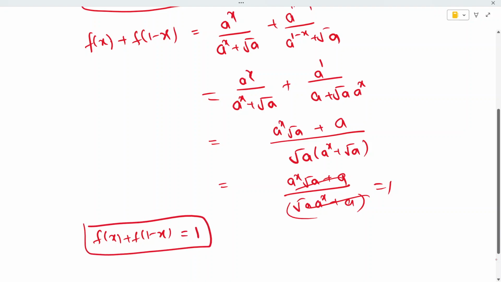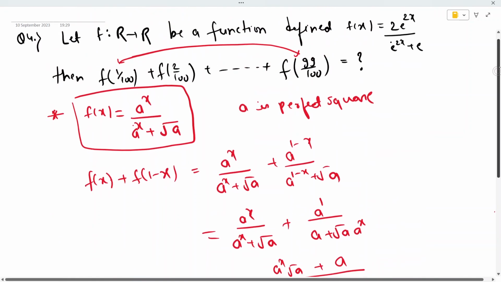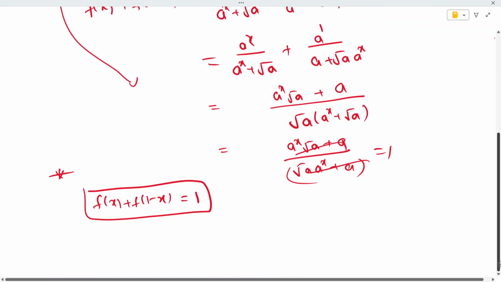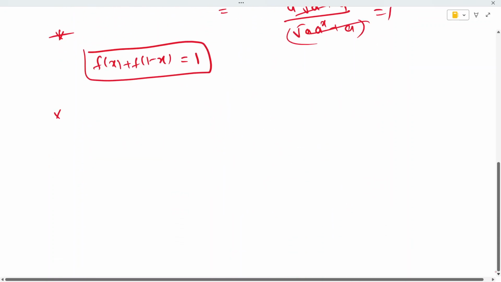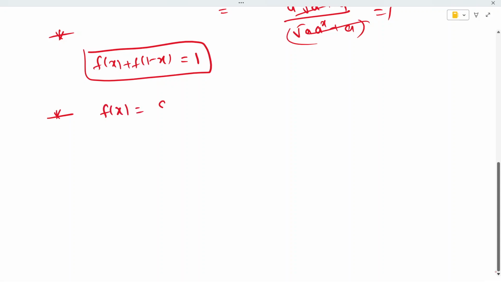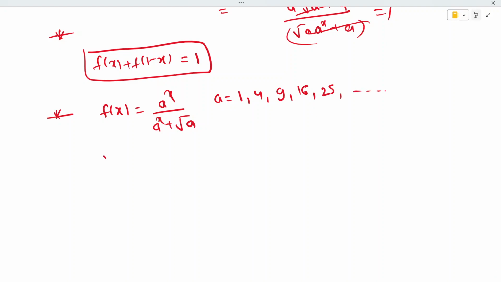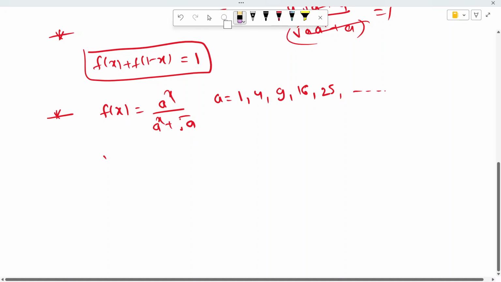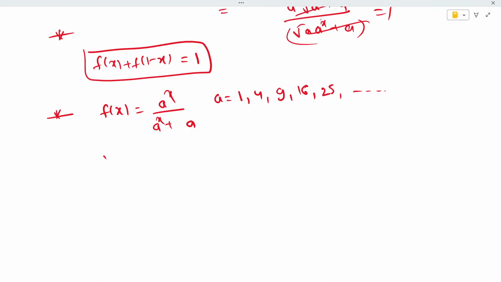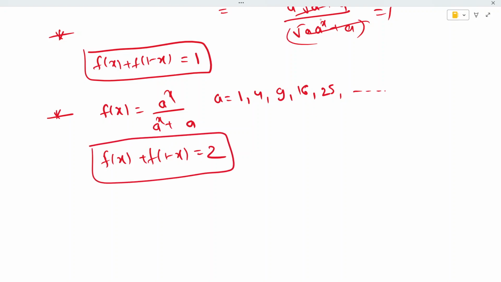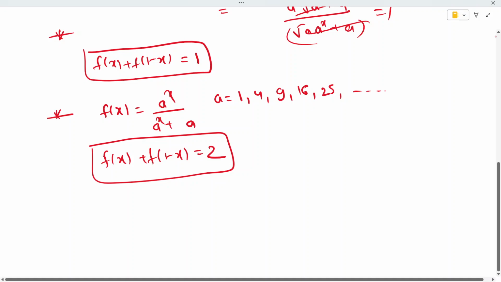वेरी इंपॉर्टेंट, बहुत इंपॉर्टेंट है ये, मार्क कर लो आप. ये अगर ये फंक्शन रहे तो ठीक है, ये डायरेक्ट उसी बेस पे वो क्वेश्चन है. ठीक है. नाउ एक और रिजल्ट आप लिख लो इसी के साथ. If f of x is of this type, a to the power x upon a to the power x plus root a where a is a perfect square, meaning 1, 4, 9, 16, 25 and so on. If instead of root a you have a only, then on calculation f of x plus f of 1 minus x is equal to 2.